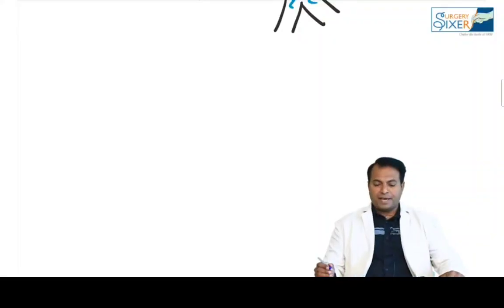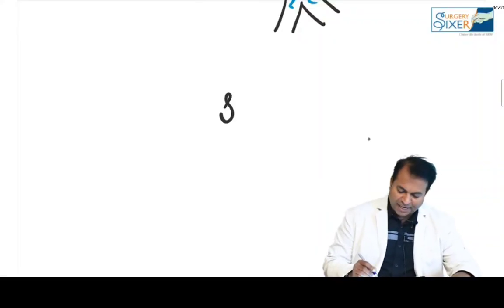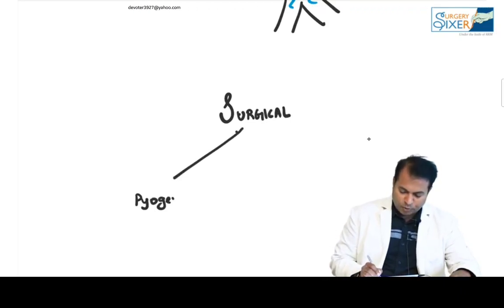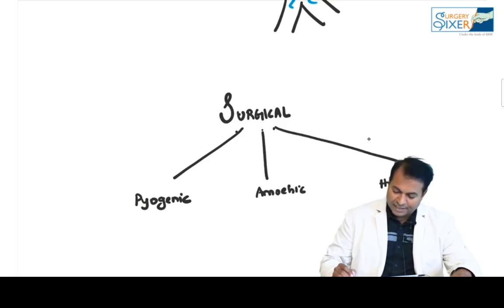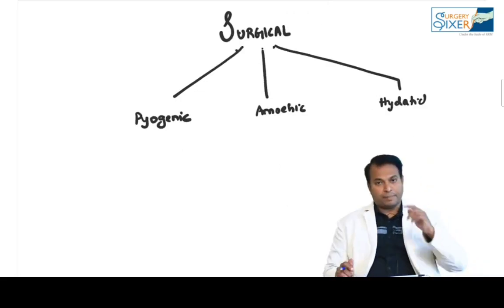So next we are going to see the surgical infections in liver. I'm not going to discuss hepatitis B and all. I'm going to discuss surgical infections in the liver, like pyogenic liver abscess. I'm going to discuss 3 infections only: pyogenic liver abscess, amoebic liver abscess, and hydatid cyst of the liver. So these are the 3 things I'm going to discuss now.